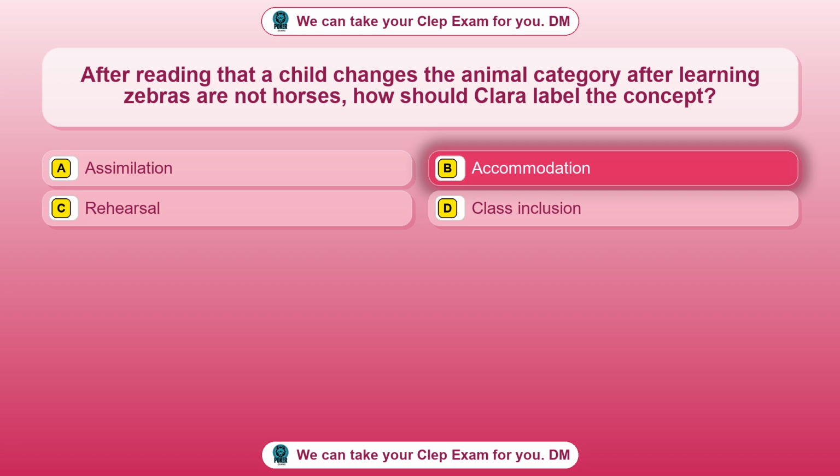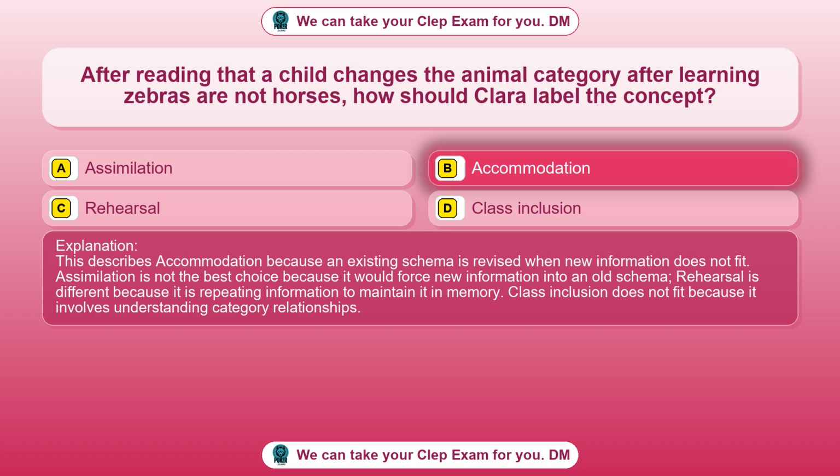Accommodation. This describes accommodation because an existing schema is revised when new information does not fit. Assimilation is not the best choice because it would force new information into an old schema. Rehearsal is different because it is repeating information to maintain it in memory. Class inclusion does not fit because it involves understanding category relationships.